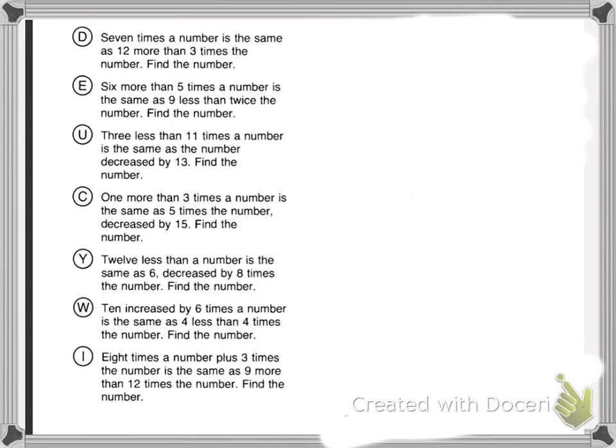Okay, how about C? C looks fun. So we have C: one more than three times a number. Okay, again, who's my number? Let's call your number N. So one more than three times the number is the same as 5 times the number decreased by 15.